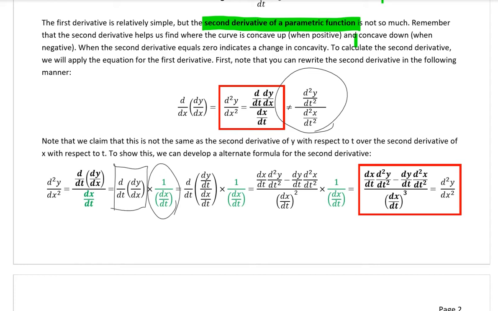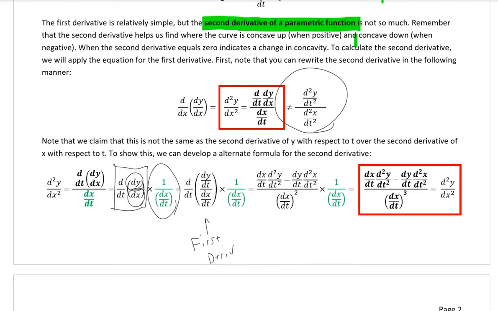Then I'm doing the derivative of dy dx with respect to t. Notice that that means I'm doing a derivative of something divided by another. So I'm doing a derivative of a quotient. Specifically, dy with respect to t would be defined as dy dt, and dx with respect to t is dx dt. This is the first derivative. That's what this formula is, dy dt over dx dt. That's what the first derivative is.